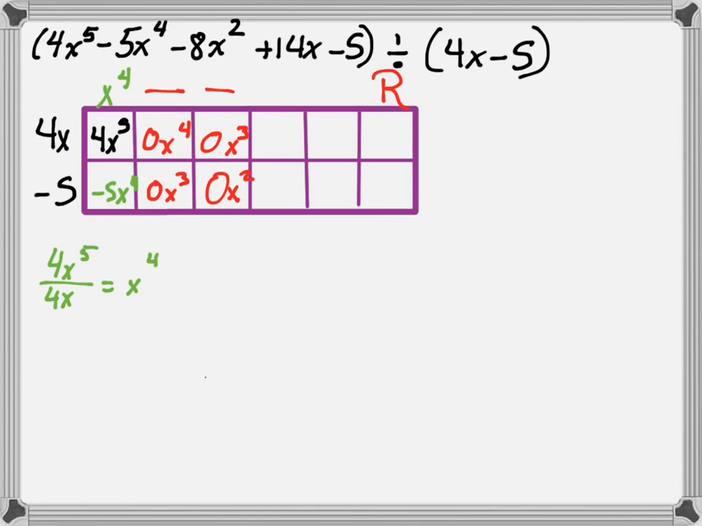So now let's look at the next column. I am going to try to create a what in my x squared spot? Negative 8x squared. So negative 8x squared divided by 4x gives us a what? Positive or negative? Negative 2x times a negative 5 gives us a positive 10x, because it's a negative times a negative. And so for my x, what am I trying to create? 14. So what would I need to add? 4.